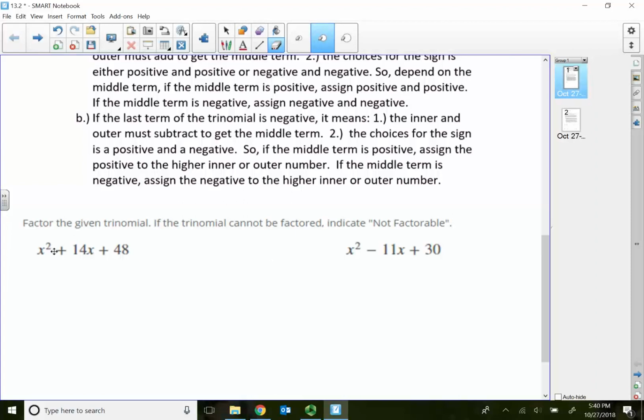I have 2, 1, 0 power, so this is a trinomial. I do not have a greatest common factor between all 3 terms. Between 1, 14, 48, there's nothing I can factor out other than 1, so we don't have to do that. Also, x did not repeat between all 3 terms. So this problem has no greatest common factor, and I write 2 parentheses.